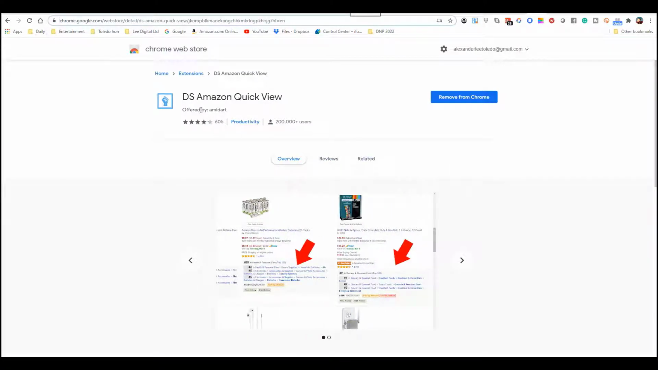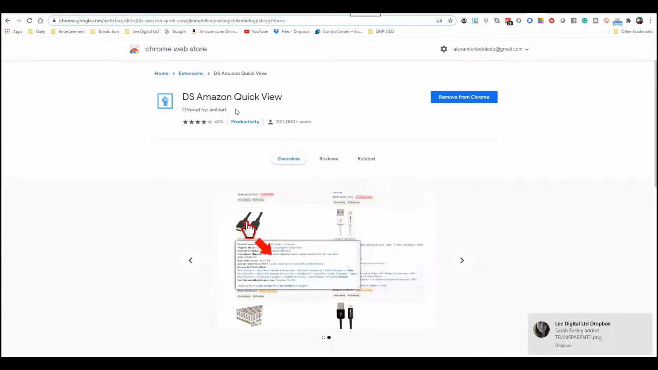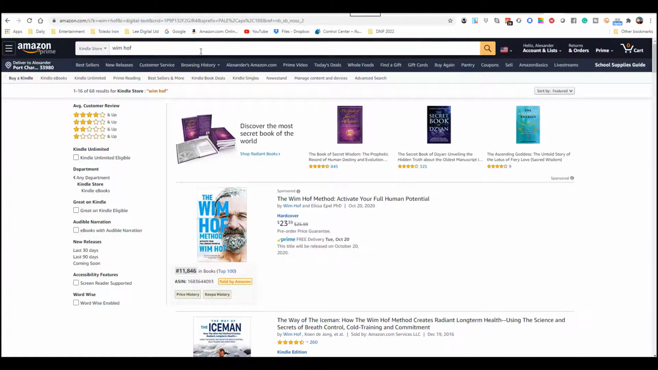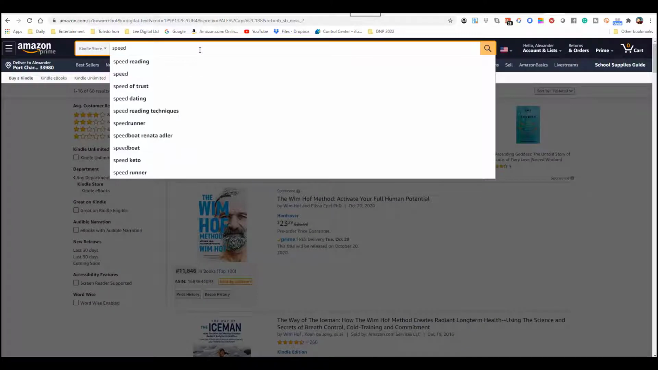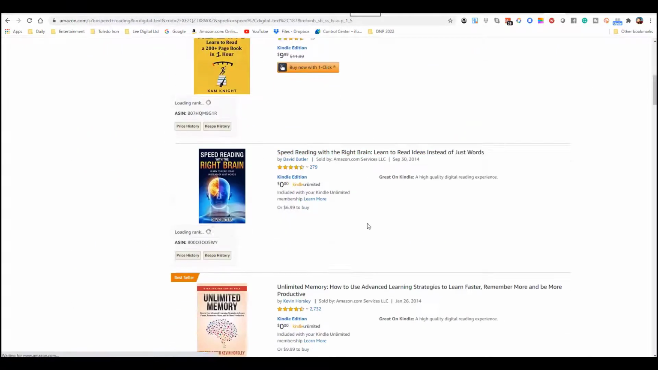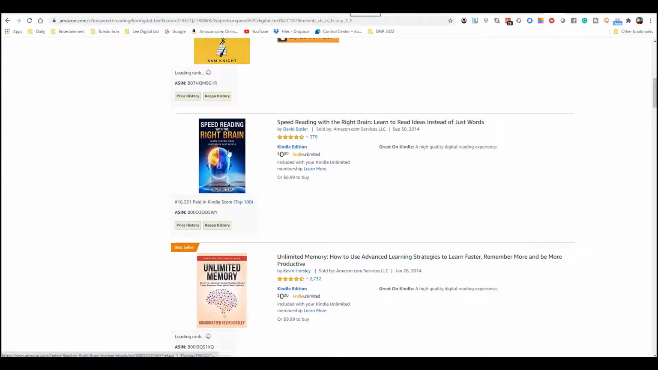Now let me show you using this extension. It's called DS Amazon Quickview. With this extension, this is what your Amazon page will look like. Let me do speed reading. That's what I had in the other one, so we could compare. So look at the same book, right? The same book we just looked at, speed reading. It gives us the BSR of 16,321.